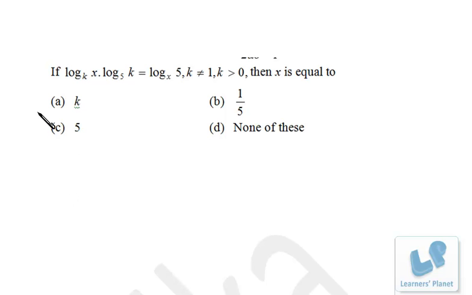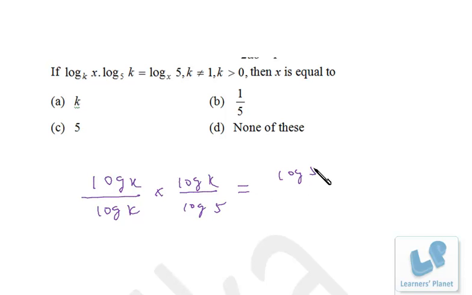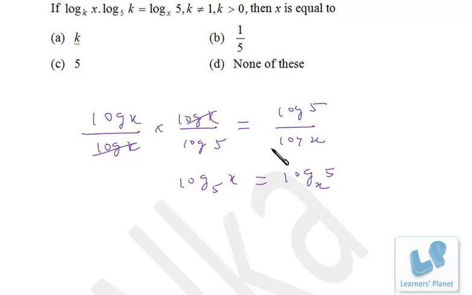This one, for the base, here k is in base and here k is in index. So I just write log x by log k into log of k by log of 5 is equal to log of 5 by log of x, right? So this is this. And this can be written as log x to the base 5, and this is actually log of 5 to the base x, right? Or we can say log x into log x is equal to log 5 into log 5. Log x whole square is log 5 whole square, right?